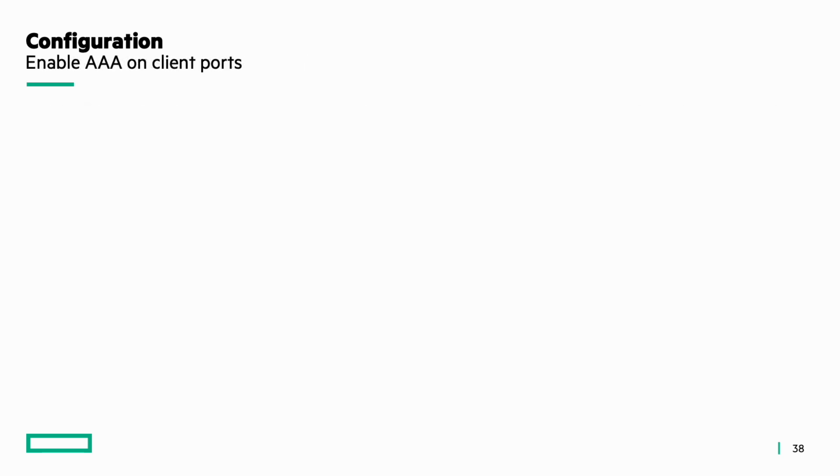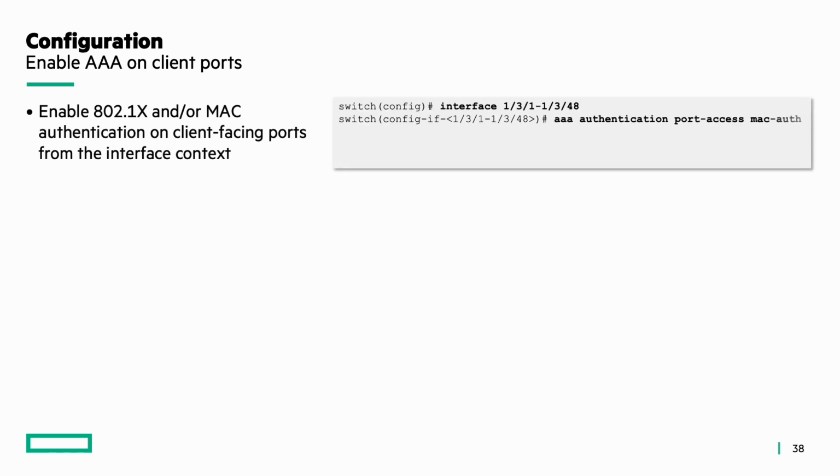For both local and downloadable user roles, the final step in the app-based policy deployment process is to enable AAA authentication on client switch ports. From the interface context, enable 802.1x, MAC authentication, or both. Note that as shown in this example, these settings can be applied to a range of ports all at once.